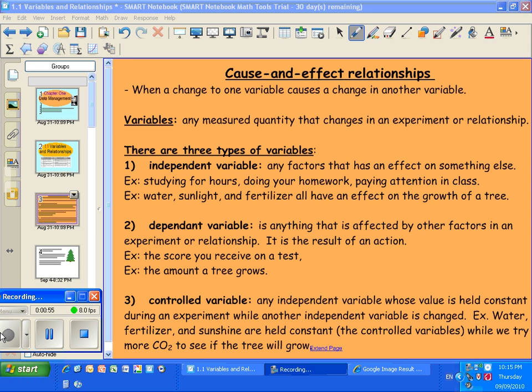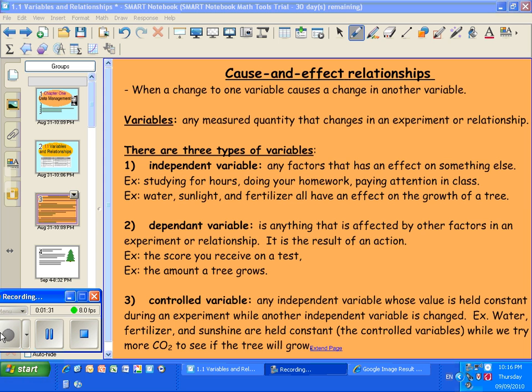Now, anything that is affected by other factors in an experimental relationship is a dependent variable. It's sort of the result of the action. So all that great studying you did and all the homework and the paying attention, what was the effect? The effect was you're probably going to have a score on your test or on your report card. So that would be the dependent variable. All that water and sunlight and fertilizer that you applied to your tree, the effect is going to be the dependent variable. It's going to be the amount the tree grows, tree growth.